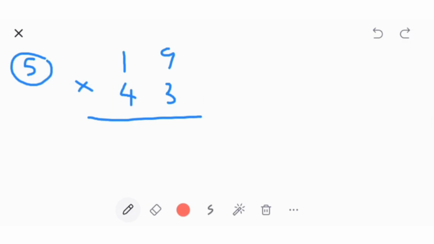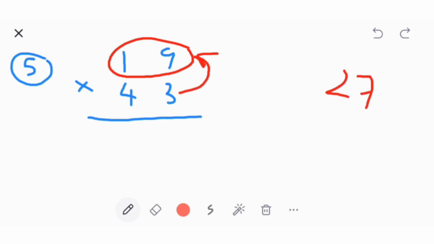We have 19 times 43. Remember that this 3 has 2 friends at the top, which are 1 and 9. 3 will visit each of them. So 3 will visit 9. You do 3 times 9, which is 27. Okay? So you write down 7.